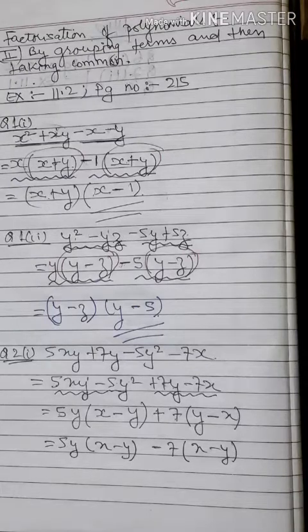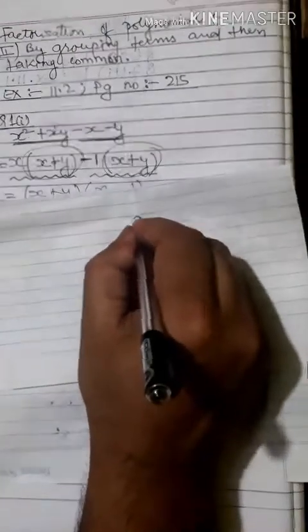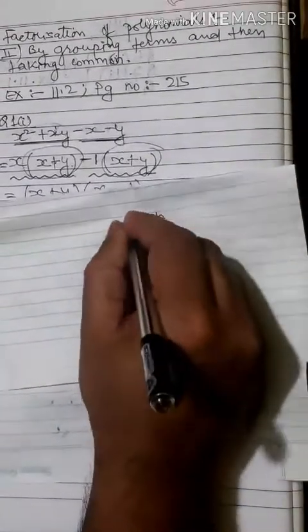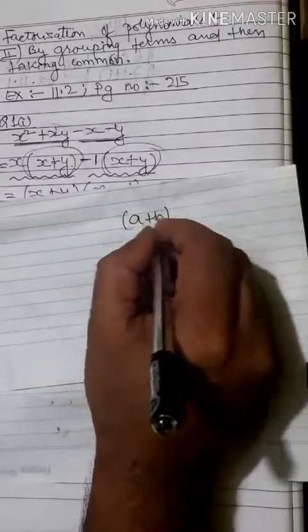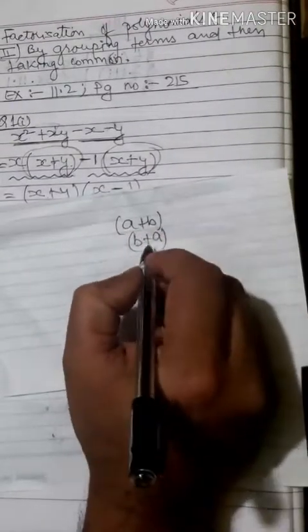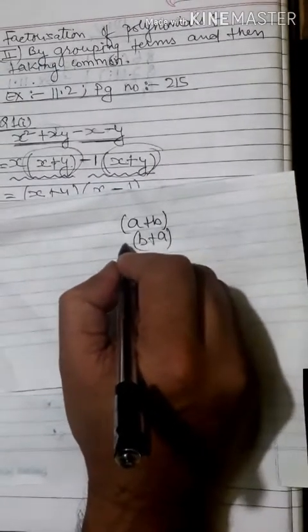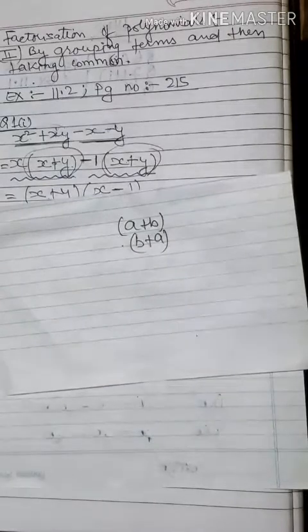Boys, one thing I want to tell you all, please don't get confused while you are changing the order. The sign does not change when you are changing the order of a plus sign. For example, if you have a plus b, and I want to write the order as b plus a, you can change the order easily, but you don't have to change the sign outside the bracket.